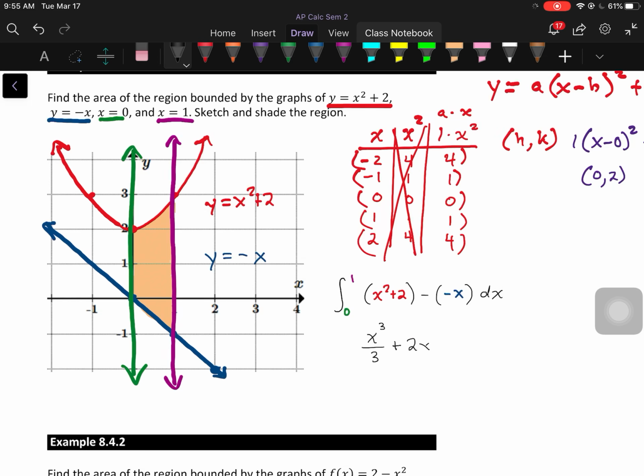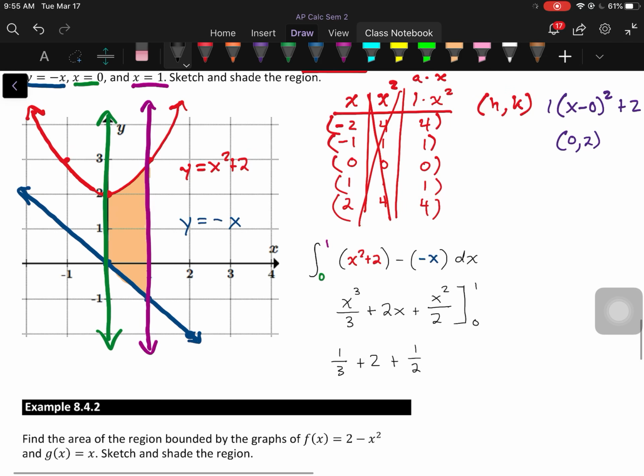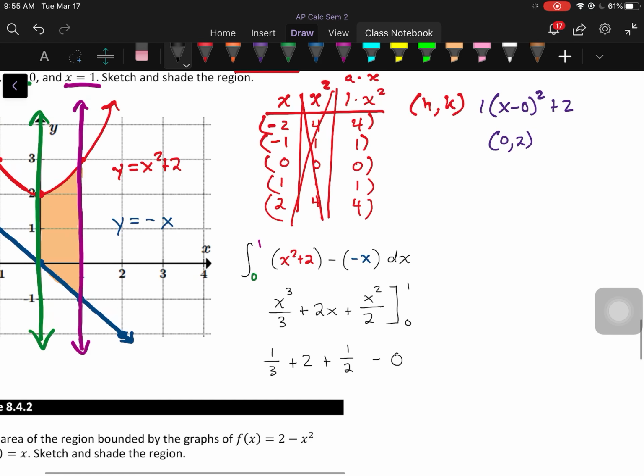So in this case, it would be x to the third over 3 plus 2x. And this is going to be a negative x, so it's a positive x. That becomes x squared over 2. And we're going to evaluate that integral from the x values 0 to 1 using the fundamental theorem of calculus. So I get 1/3 plus 2 times 1 plus 1 over 2 minus 0.